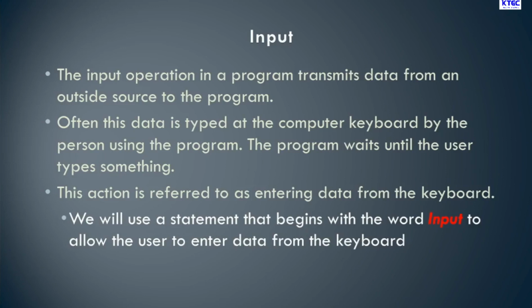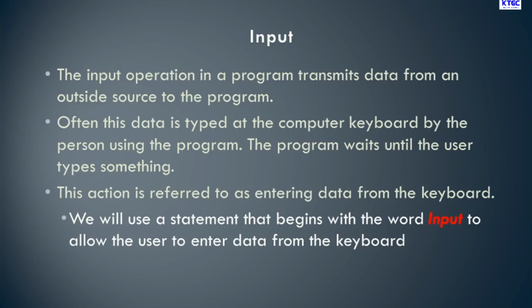Now, what do we mean by input? We use this in our information processing cycle. We talk of input, processing, and output. So let's try to understand it very well here. The input operation in a program transmits data from an outside source to the program. Often, this data is typed at the computer keyboard by the person using the program. The program waits until the user types in something. Now we term raw data as what?